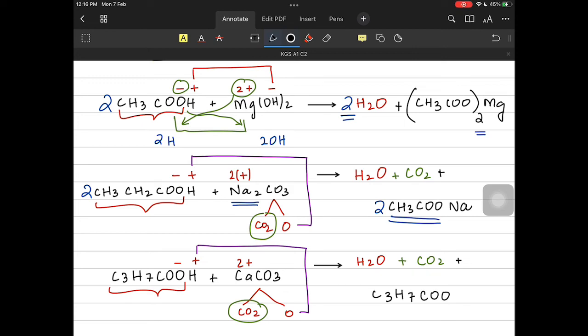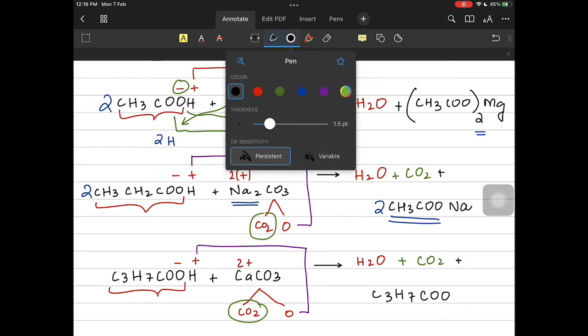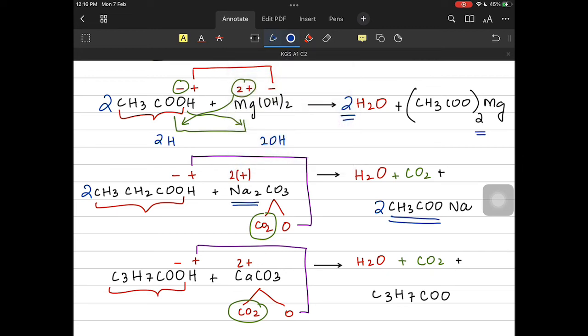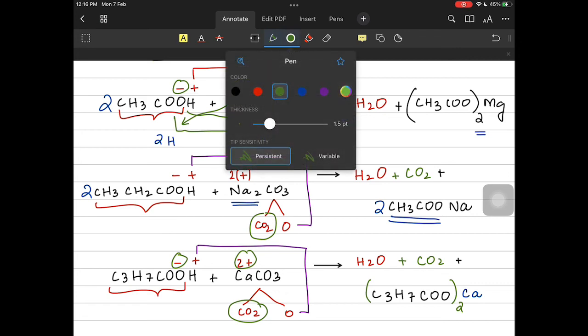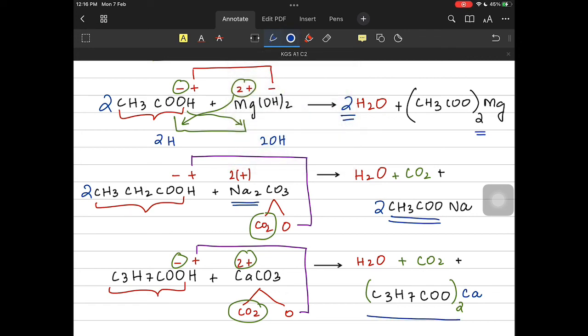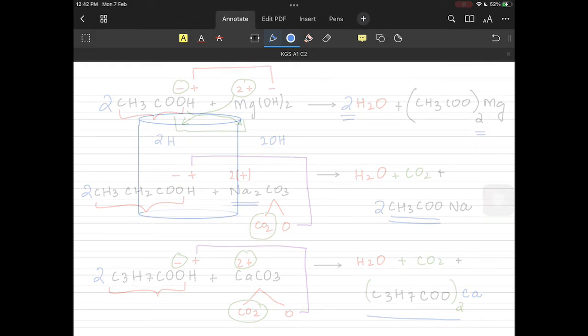C3H7COO has a -1, while calcium ion has a +2 charge on it. So we make sure we work on the formula writing, and the 2, because of the calcium, goes with the anion of the carboxylic acid within a bracket. This is how we write the formula. It becomes calcium butanoate because its anion has 4 carbon atoms. So every time we make the salt from carboxylic acid, we need to look at the formula.